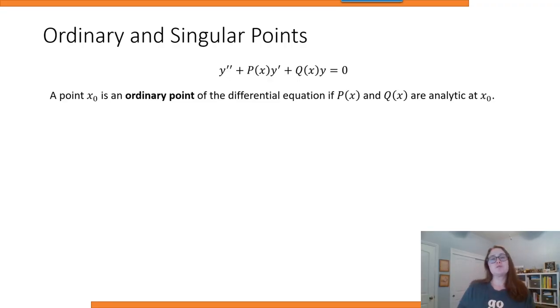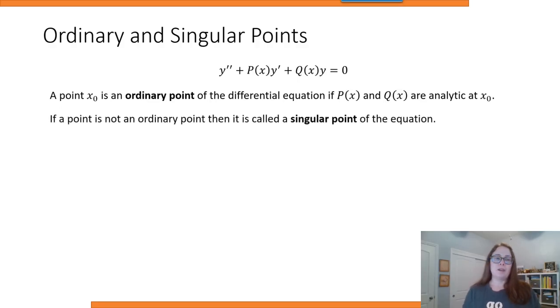If I have a differential equation in standard form, such as this one, y double prime plus p of x y prime plus q of x y equals 0, then x naught is an ordinary point of the differential equation if the coefficients p of x and q of x are analytic at x equals 0. And if they're not ordinary points, then they're singular points. So you're either one or the other.